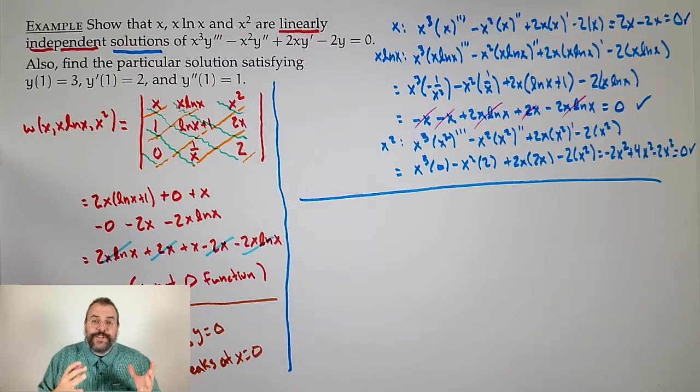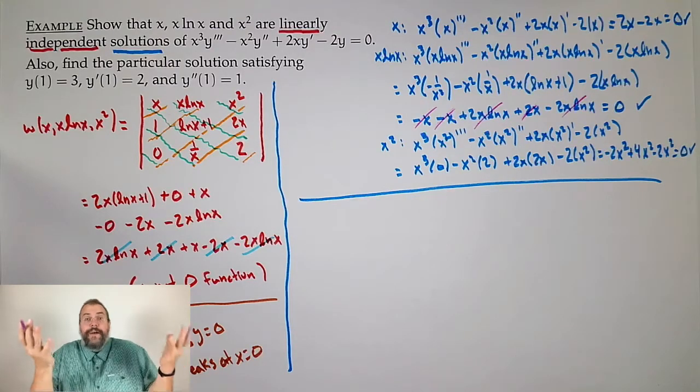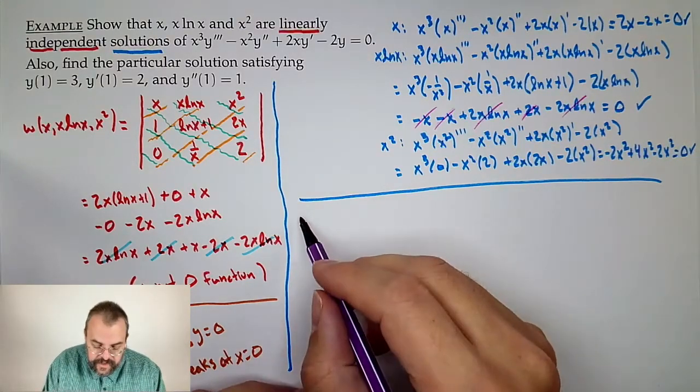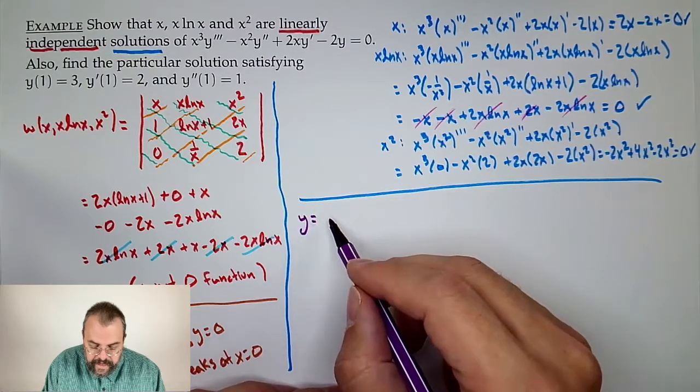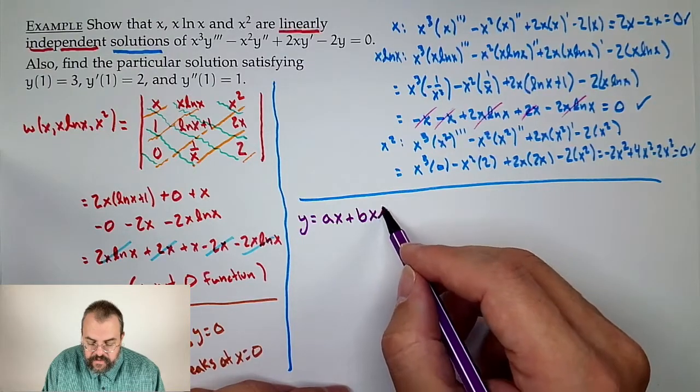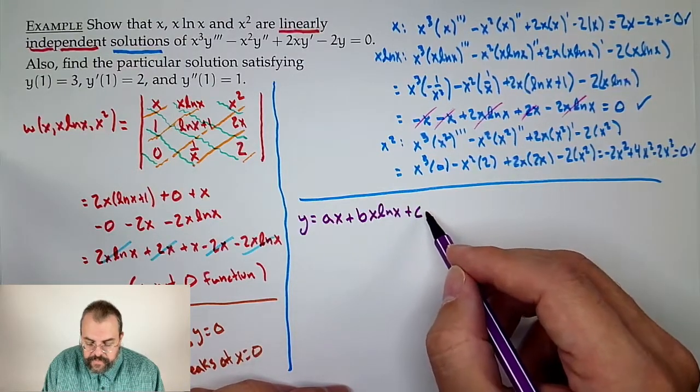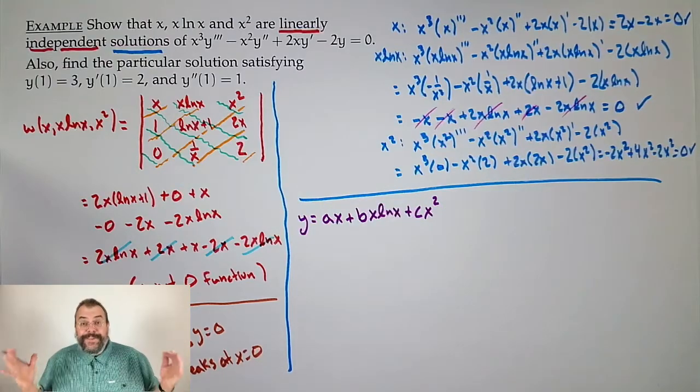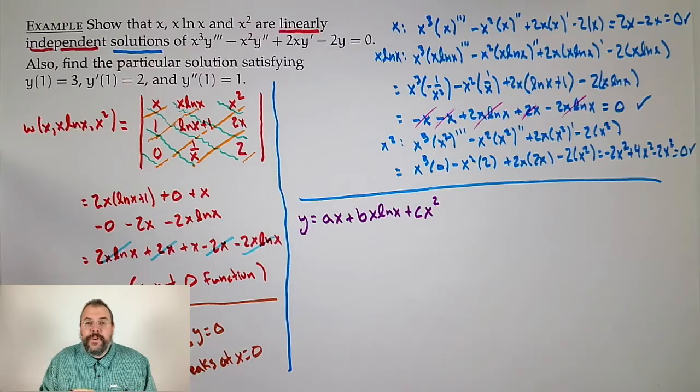Well, looking at our differential equation, we see it's a linear differential equation and it's homogeneous, which says that solutions look like combinations of 3 linearly independent solutions. Well, we have 3 linearly independent solutions. So that says, hey, we have to look like something times x plus something times x log x plus something times x squared. Every solution has that form. Okay, great. So it's down to saying what are A, B, and C.